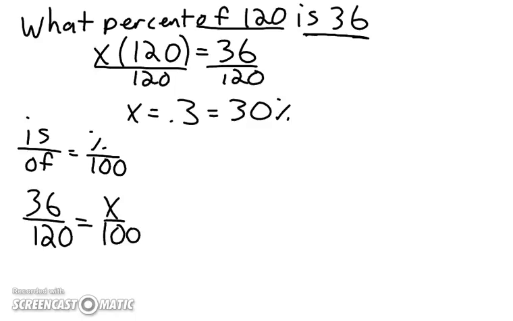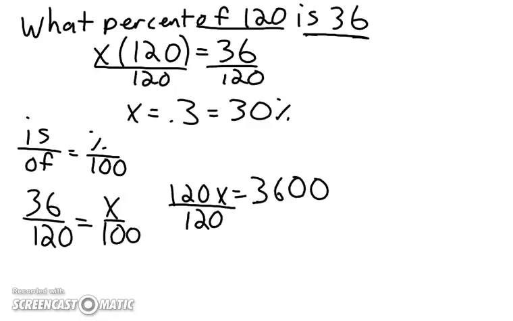Now we're going to cross multiply like any time that we solve a proportion. So we get 120x equals 3600. You want to get x alone, you divide by 120. You get that x is 30%.